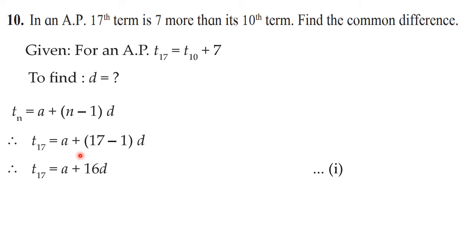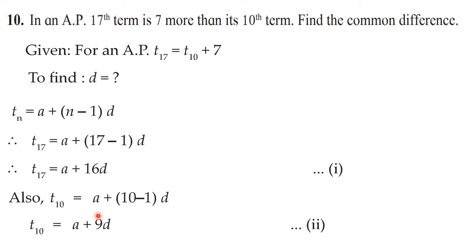Similarly, you can write down T10 also, and from this you will get two equations like this. See here 17 minus 1 is 16, so 16D will be the answer. So T17 is equal to A plus 16D. Number this as 1. Then the second thing which we can find in the given is T10. So write down T10 by replacing n by 10. So T10 is equal to A plus (10 minus 1) D. So 10 minus 1 is 9. So you can write down T10 is equal to A plus 9D. This is equation number 2.